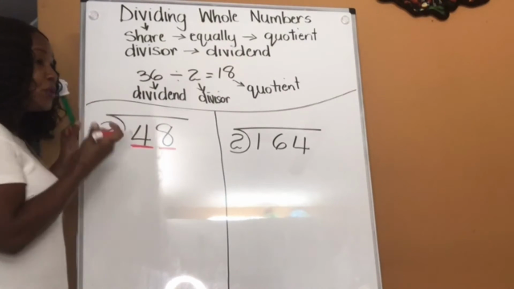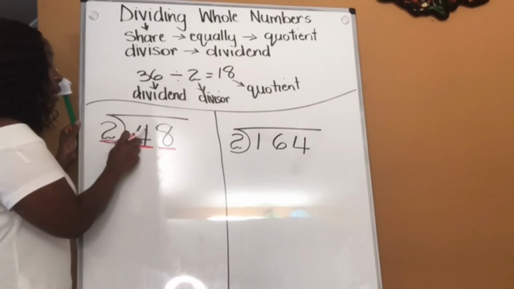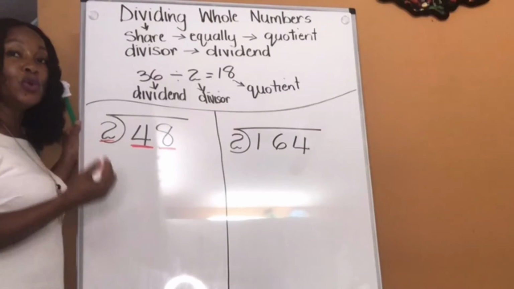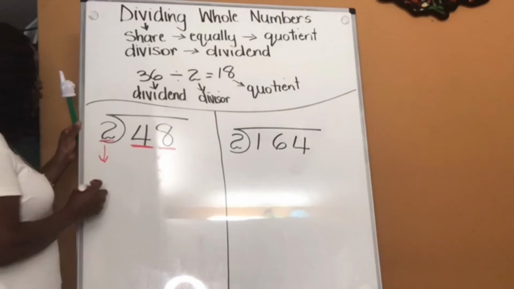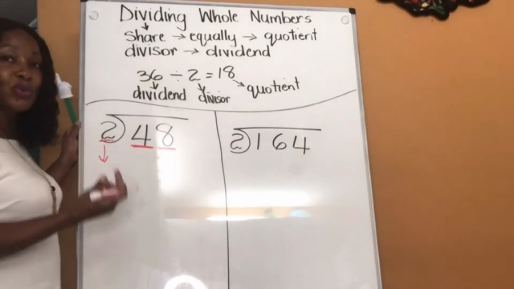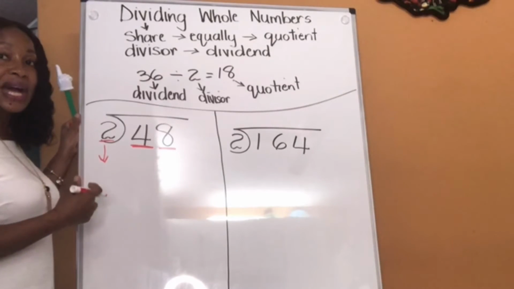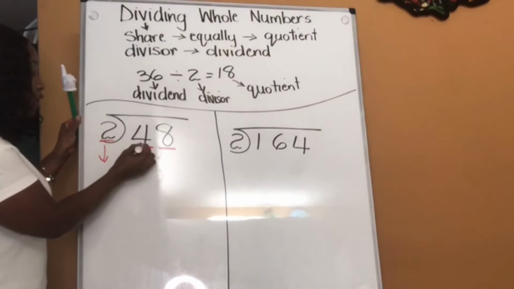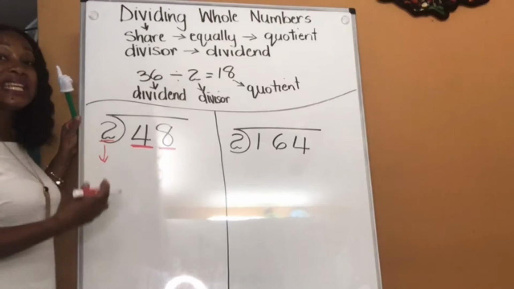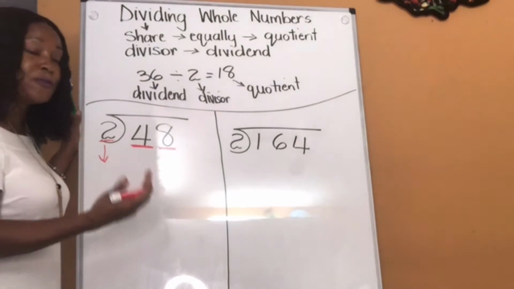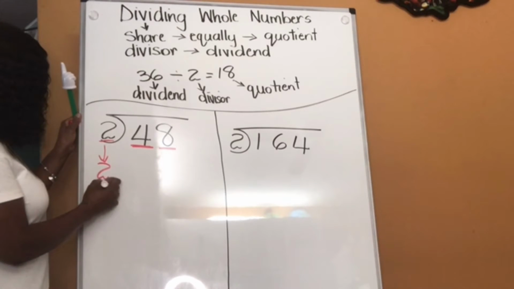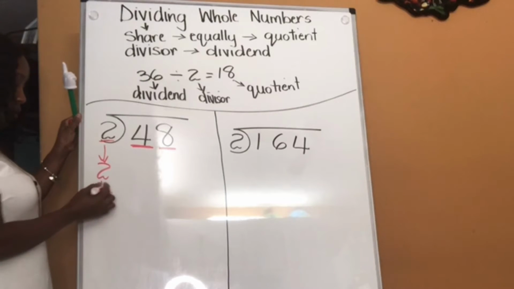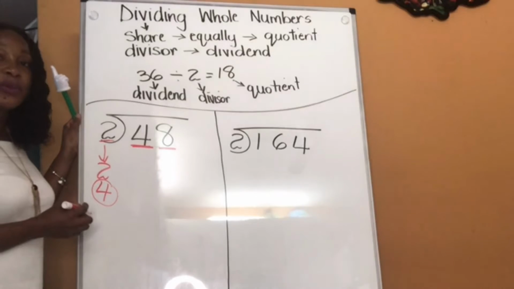Now, if you don't know how many sets of 2 you can get from 4, you can use the strategy we use when we multiply. You can skip count. Because you're dividing by 2, you're going to skip count by 2 until you get to 4, or until you get to a number close to 4. So let's go. 2 plus 2 would be 4. So here we have 4. We don't need to go any further.